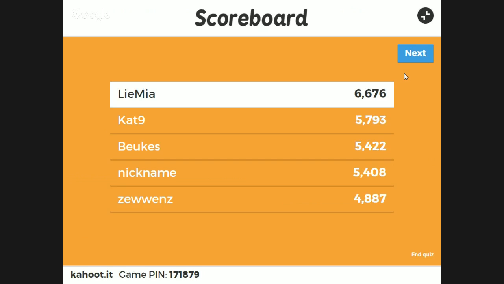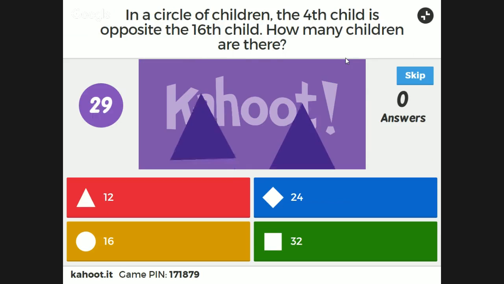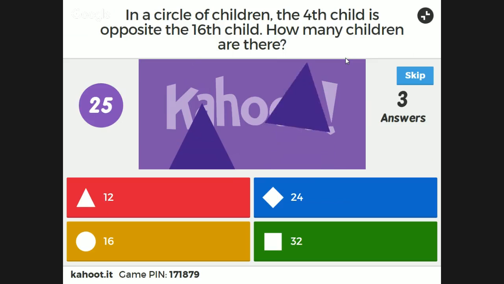Right. Now, Smarty Panthers, let's see if we can get our next question. Question 11. In a circle of children, the 4th child is opposite the 16th child. How many children are there?